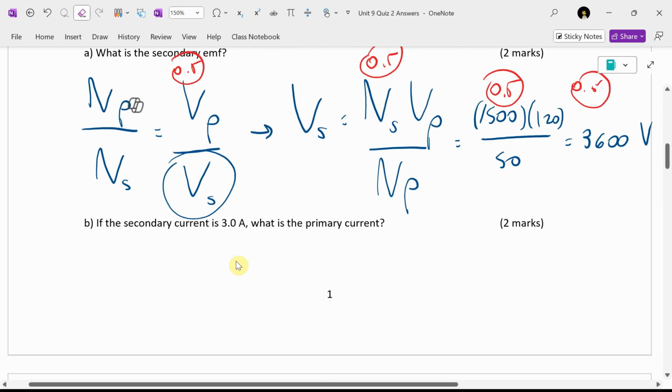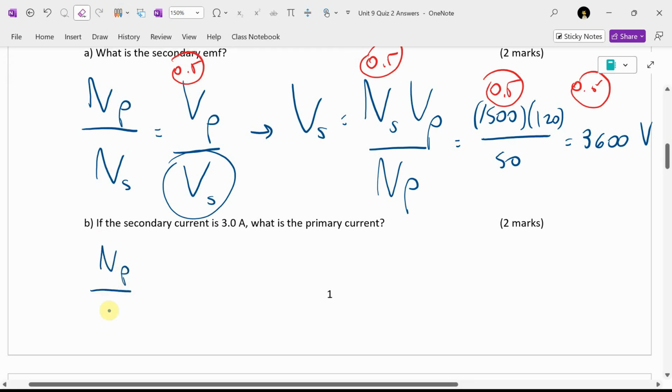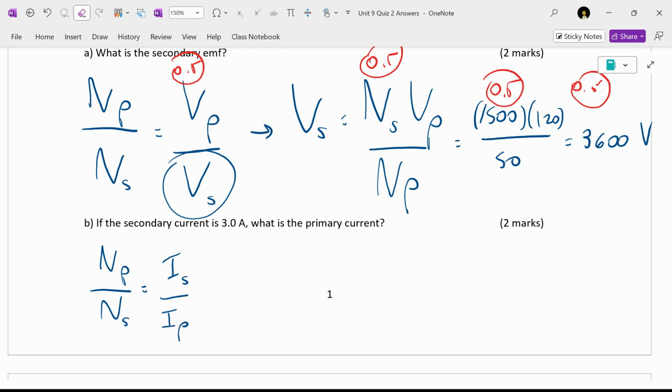What's the primary current? So again, I'm going to use N primary over N secondary. I could use my voltages, but just in case I got them wrong, why bother? Current doesn't match. It's going to be secondary on top, primary on the bottom. And they want me to get this one by itself.